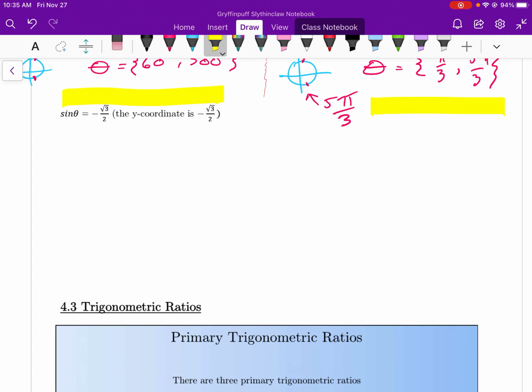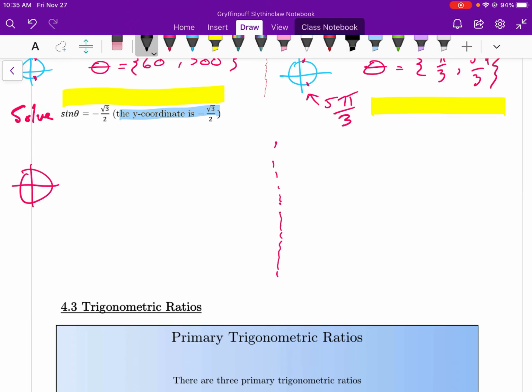Let's move on. We're going to solve the sine of theta. So let's do the exact same thing here. We're going to actually make two different questions. We're going to solve sine theta is equal to negative root 3 over 2. In other words of saying that, there's a little bit of guidance. Where's the y-coordinate negative root 3 over 2? So I start this question off by drawing the unit circle. I then identify where I interpret this. Where is my y-coordinate negative root 3 over 2? It's right here and right here.